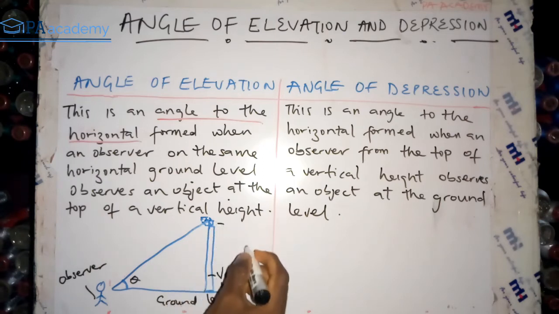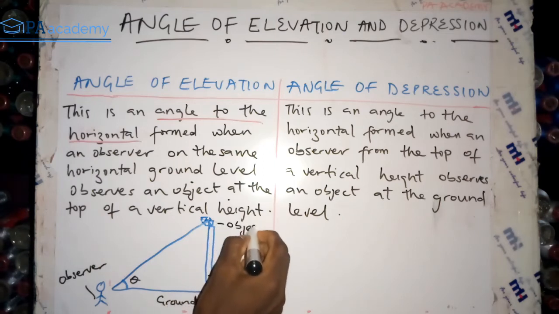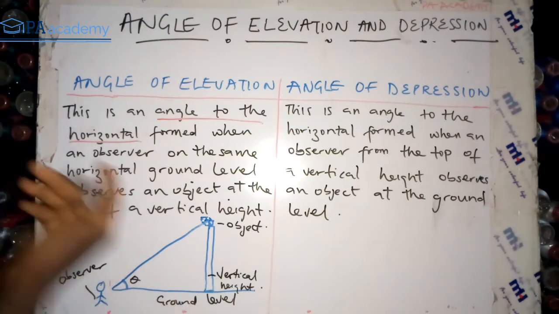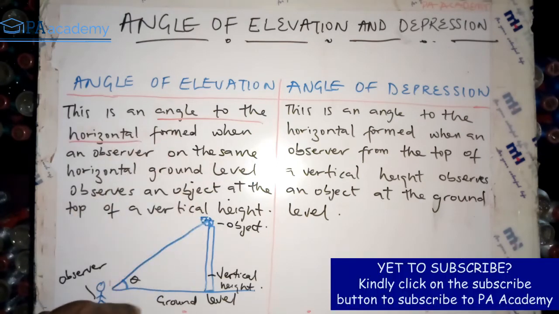And then this is our object. So this is what we mean when we talk about angle of elevation. With this diagram, I believe you should be able to understand what we mean by angle of elevation. Again, it says this is an angle to the horizontal.